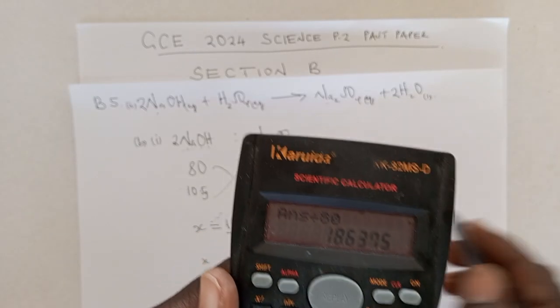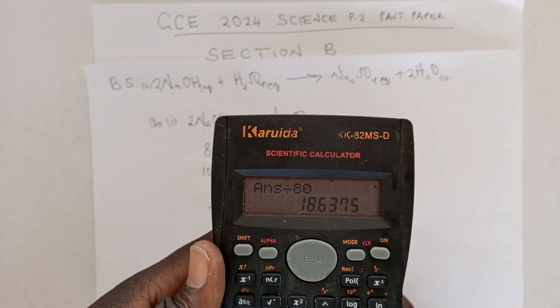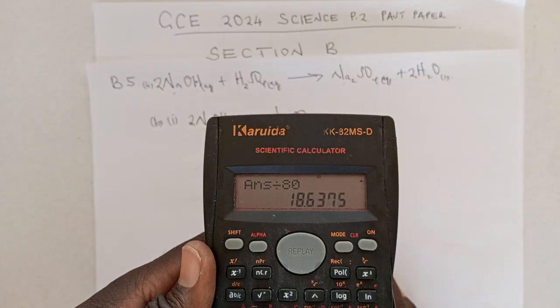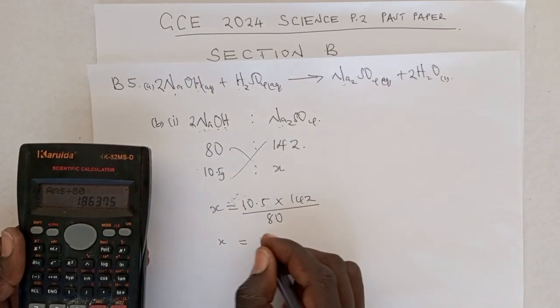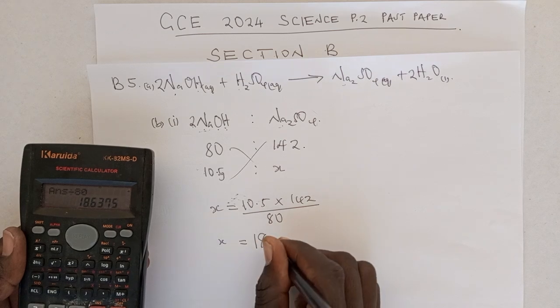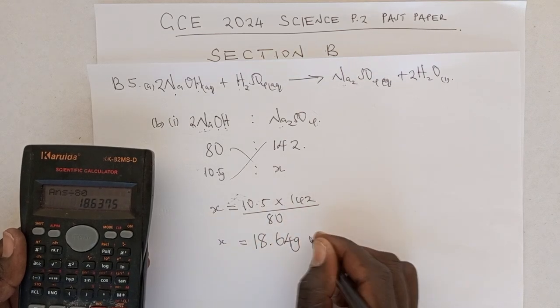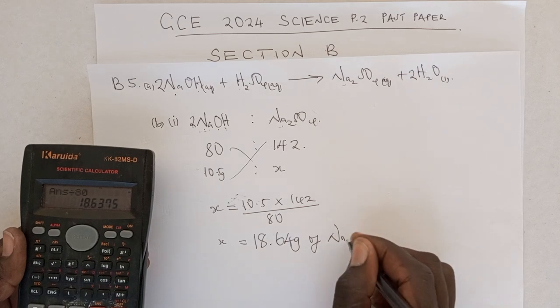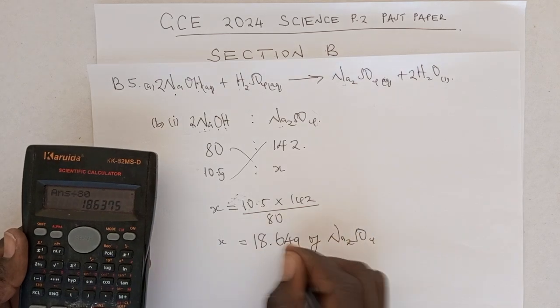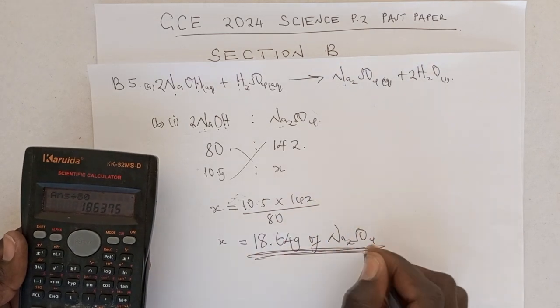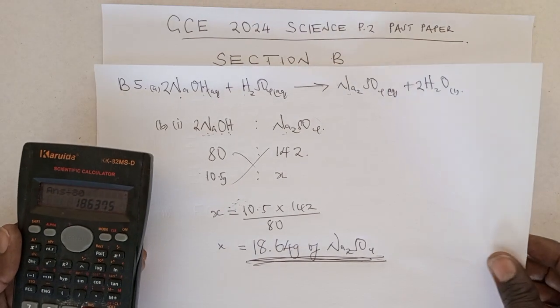That gives us 18.6375. So since this is our final answer, we round it off to 2 decimal places, which is going to be 18.64 grams of sodium sulfate. This is the answer, and this is the shortest method to calculate that.